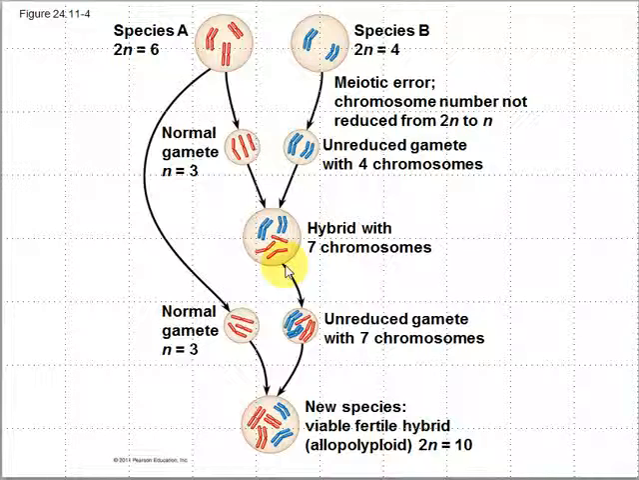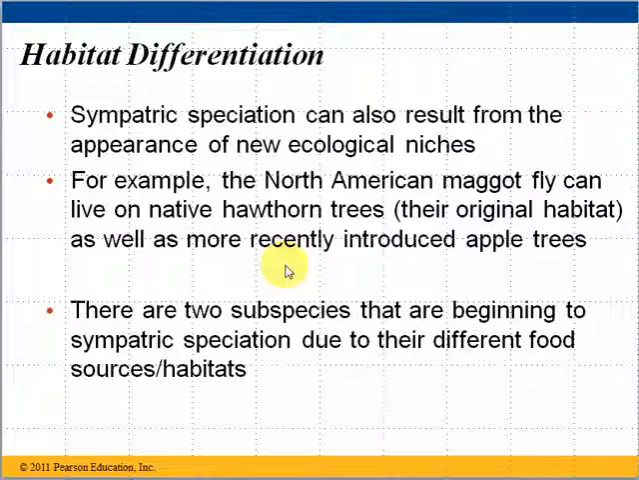In animals, as opposed to polyploidy, you're more likely to have something happen like habitat differentiation. So in animals, if you want to see sympatric speciation, you might be looking at something like habitat differentiation, and that's where you have creatures develop their own little ecological niche, their own little place in the ecosystem. A good example they use in the textbook is a particular type of fly called the North American maggot fly. It started out living on a type of tree called a hawthorn tree, which is native to North America. That's their original habitat.